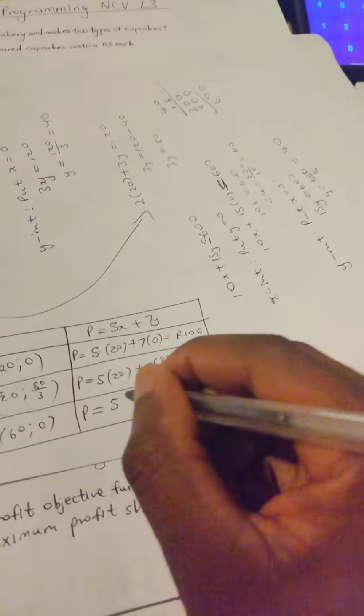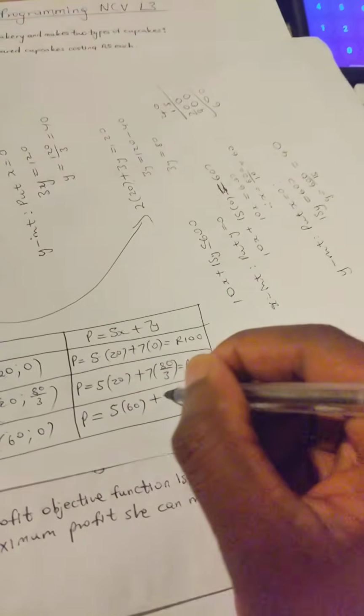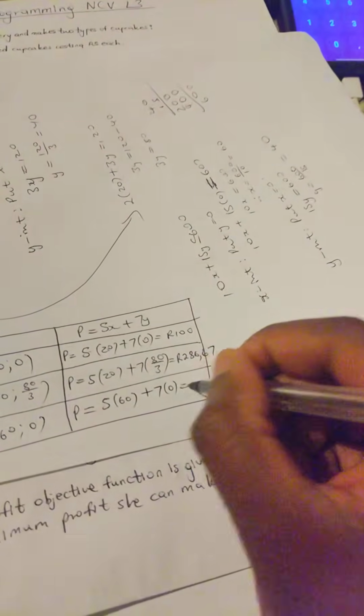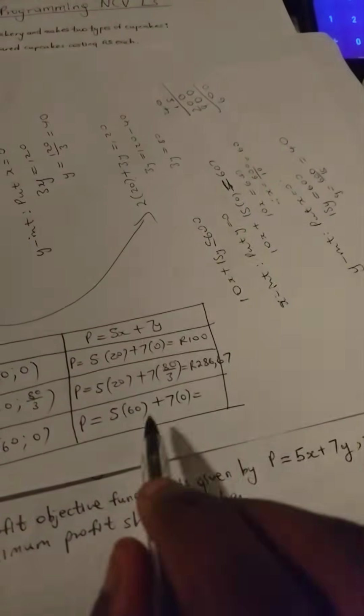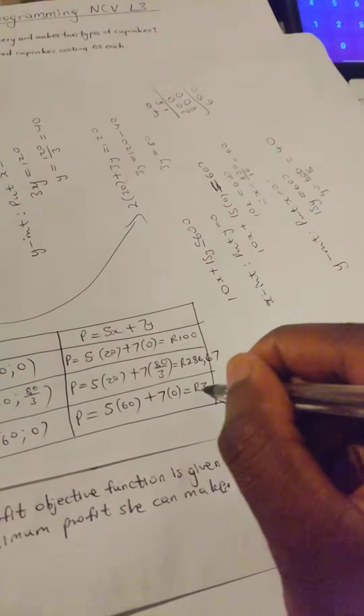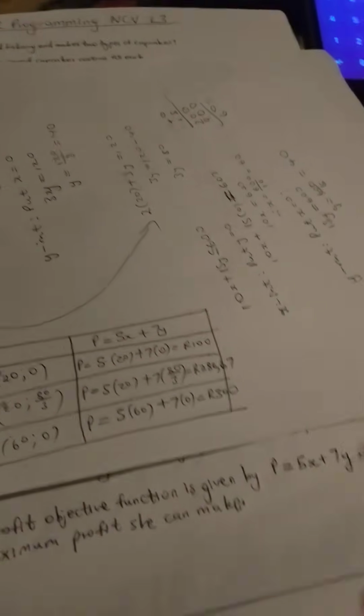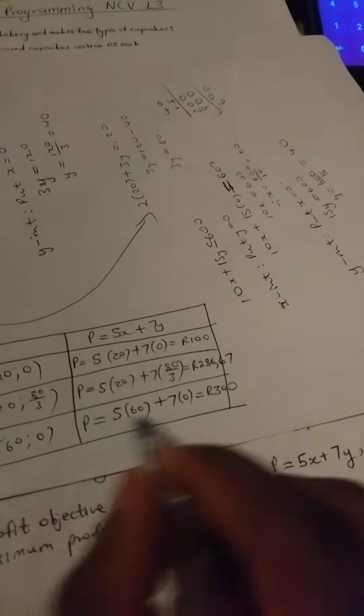So I'm going to do this one as well. It's P equals 5 times 60 plus 7 times 0. 5 times 60, that's 300, right? So 7 times 0 is 0. So here I'm getting 300. Then you compare this. Which one gives you more profit? Is it this point, the last one, right?